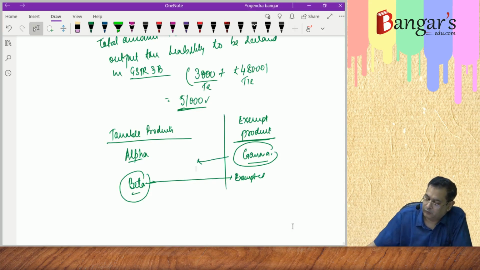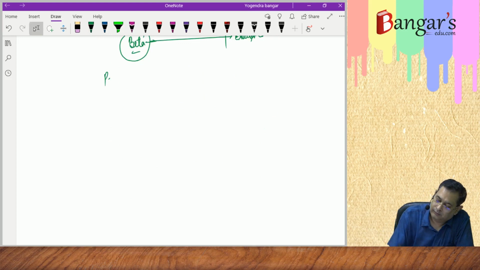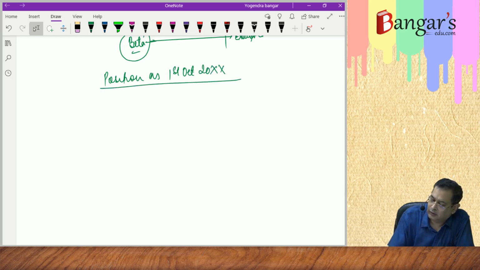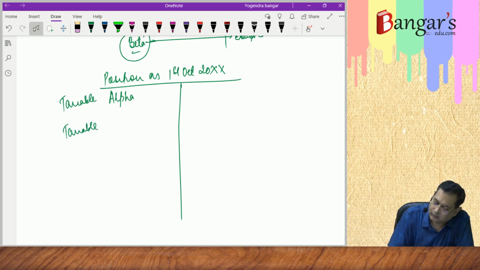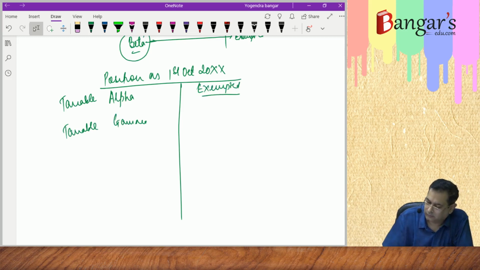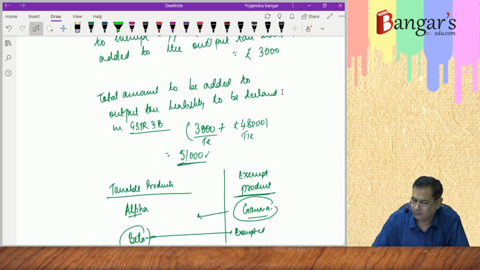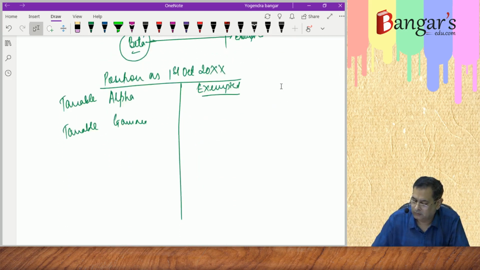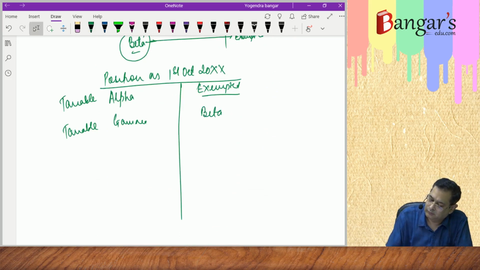So now the position as on 1st October is what? Taxable is now alpha. Taxable is gamma. Exempted is, what is exempted? Now beta is exempted. Beta is exempted.